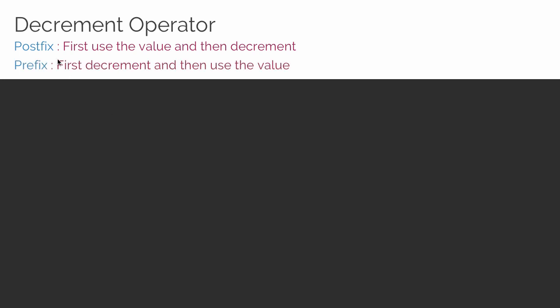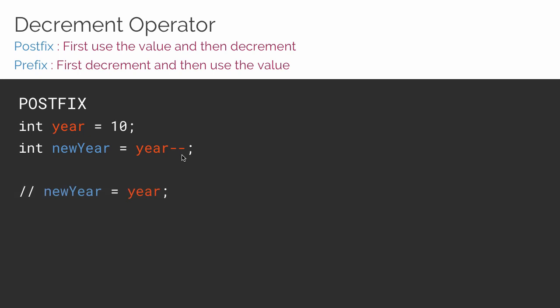Now the same thing can be applied to the decrement operator, where we again have the concept of postfix and prefix. So in case of postfix, suppose we have int year equal to 10, newYear equal to year minus minus. Here first we are going to use the value and then decrement it by 1. So in the output, newYear will be 10 and year will have the updated value of 9.